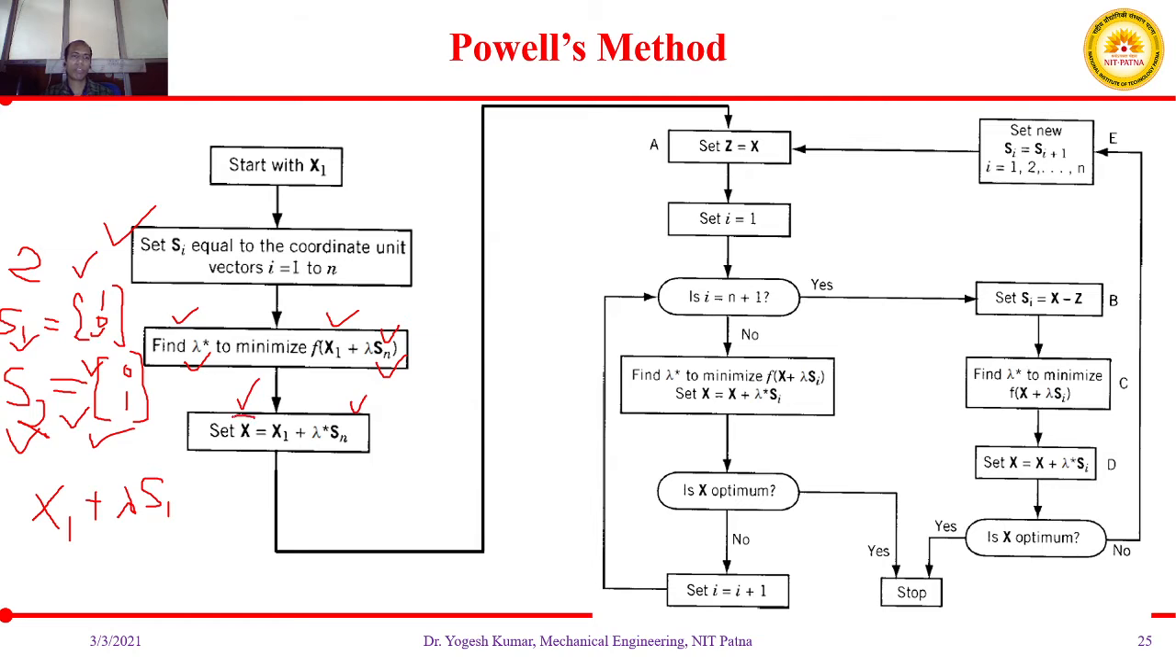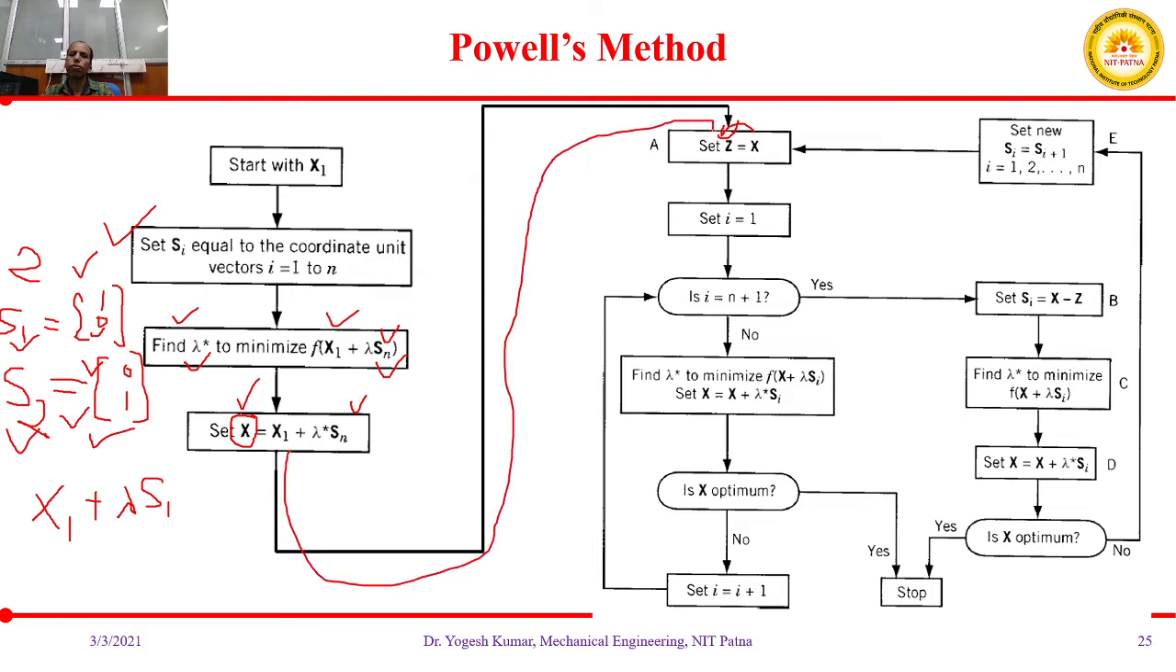Once you set this value of x, you take another variable, say a third variable z, and you assign the value of x to z. This is a flow diagram. From here you are coming here. Now you will set i equal to 1, for iteration number 1, and what you will check is whether i is equal to n plus 1.